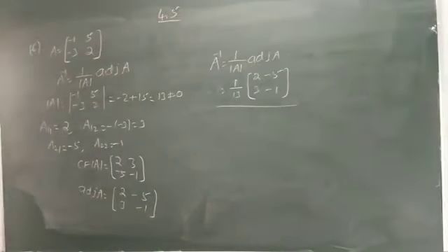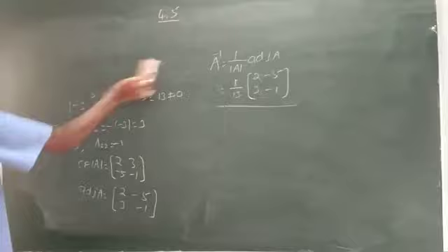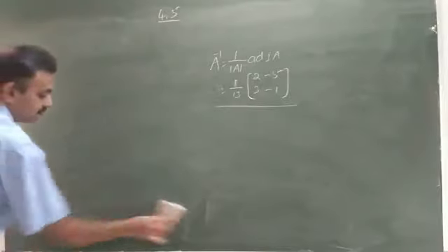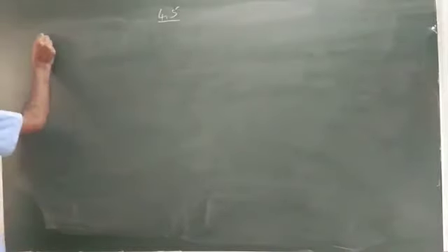This is how we find A inverse. I think you have understood this problem number 6. So it is finding the inverse of a 2 cross 2. Let us take one 3 cross 3, 7th problem.